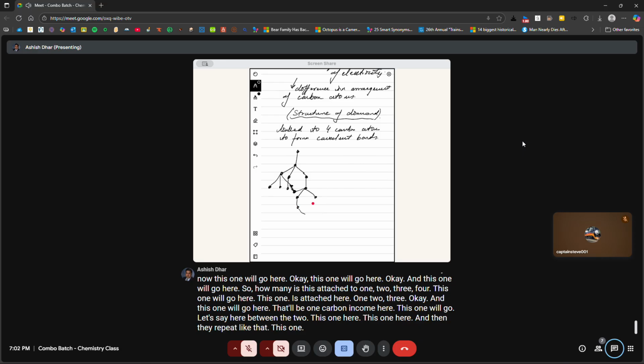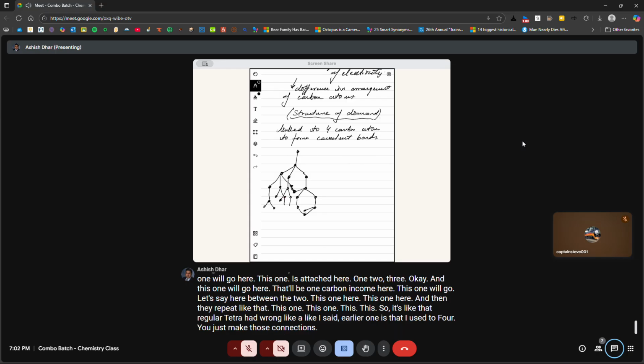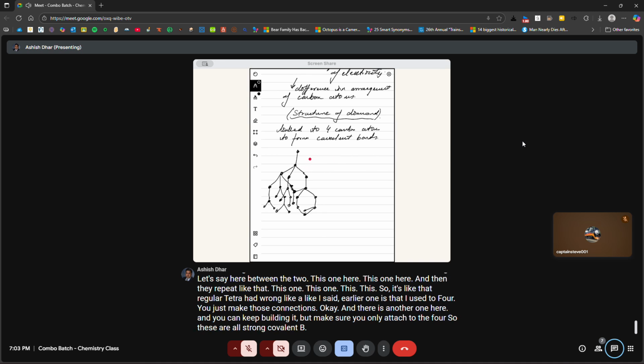So it's like that regular tetrahedron, like I said earlier, one is attached to four. You just make those connections. Okay. There is another one here, and you can keep building it. But make sure you only attach to the four. So these are all strong covalent bonds.